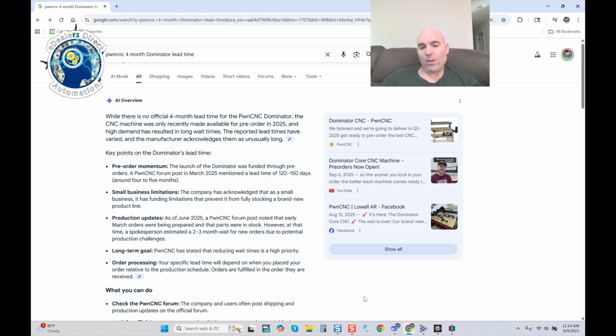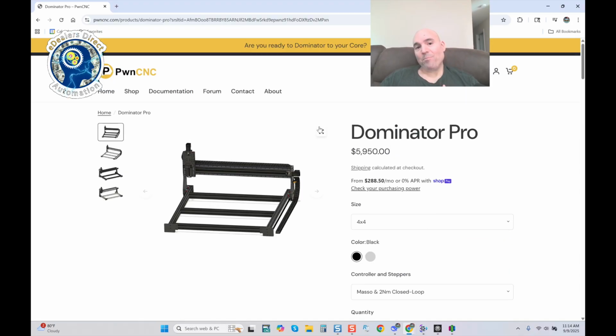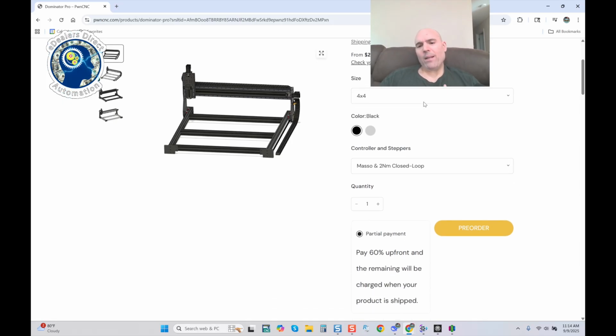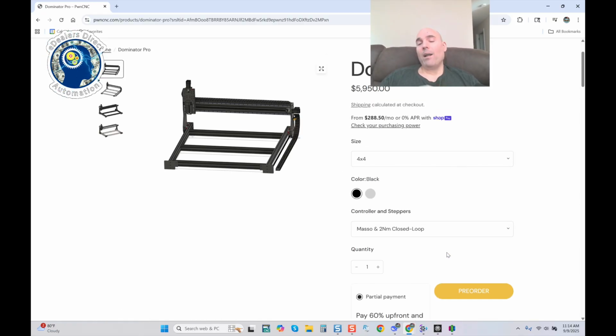Now, when we look at this and also confirm that on their website, check this out, this is, I guess, the stock price of the system or where it will be if you don't pre-order. And then as we come down here, pay 60% up front and the remaining will be charged when your product is shipped. I mean, guys, holy shit. Like, are you serious? This is crazy. I don't know any business that does this except these genres. And for some reason, that seems to be the norm.